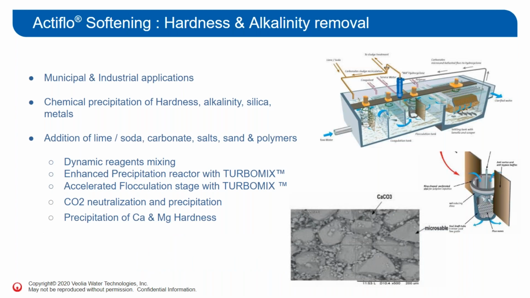One of the iterations that we mentioned earlier was Actiflo for softening. Actiflo Soft is used for hardness and alkalinity removal, both in municipal and industrial applications. This is achieved through the addition of lime or caustic or soda ash, and it's used for precipitating out calcium and magnesium hardness. A precipitation tank is added at the front end of the Actiflo to accomplish this, and the precipitation tank can have up to 20 minutes of contact time depending on how much hardness is truly needed to be removed.